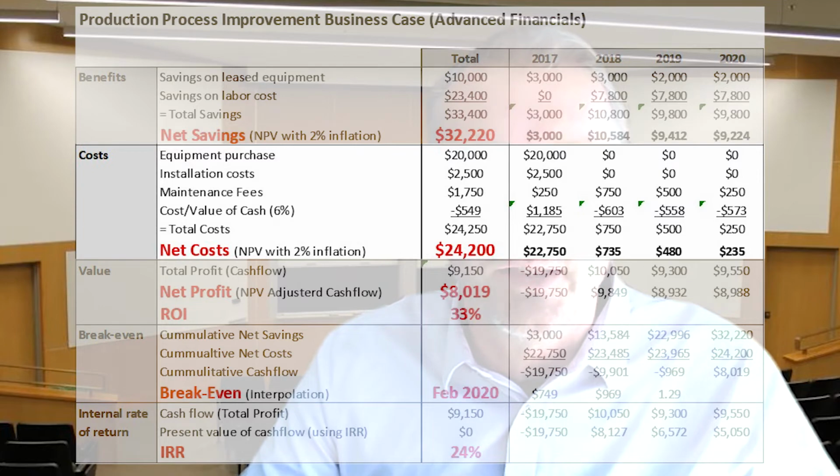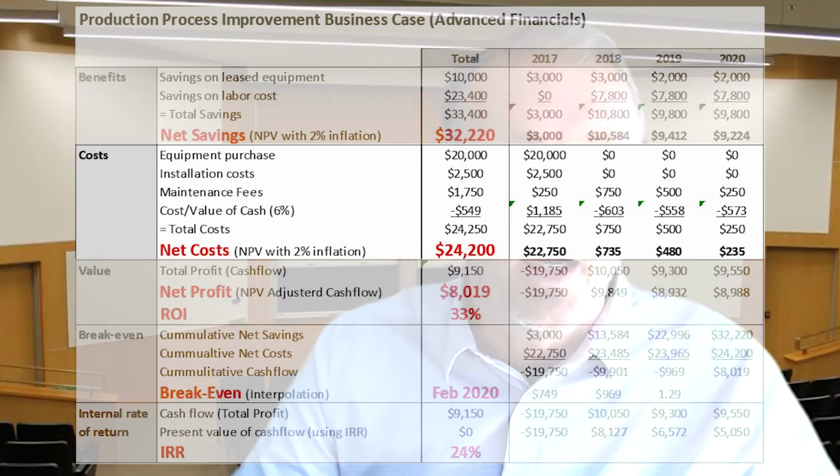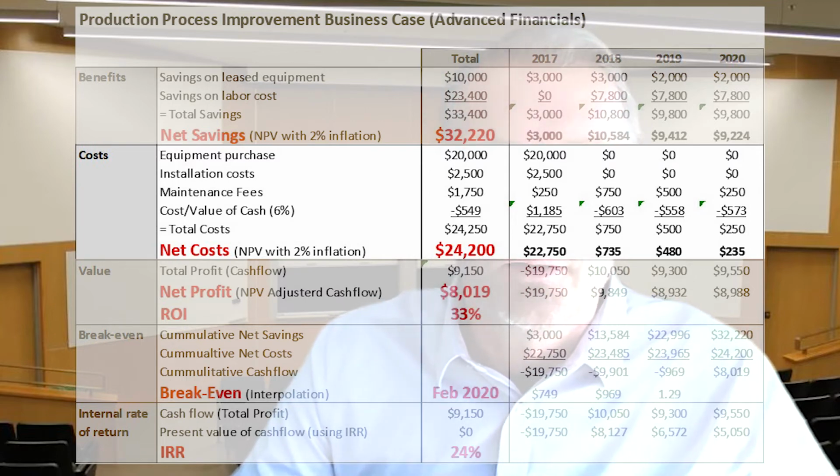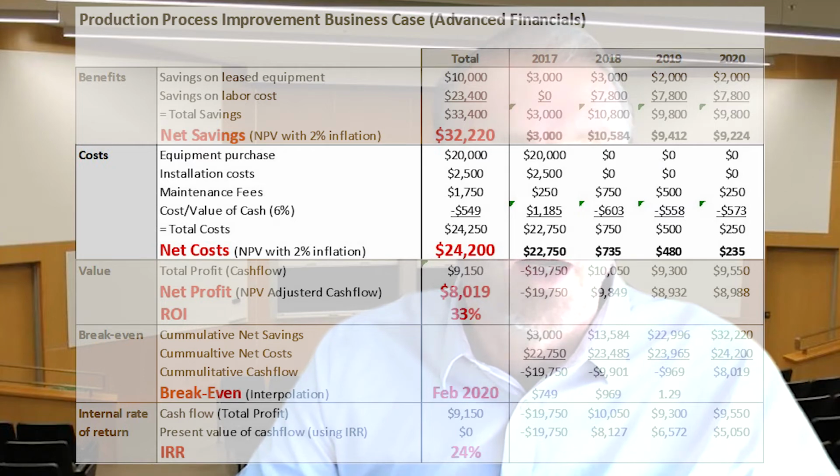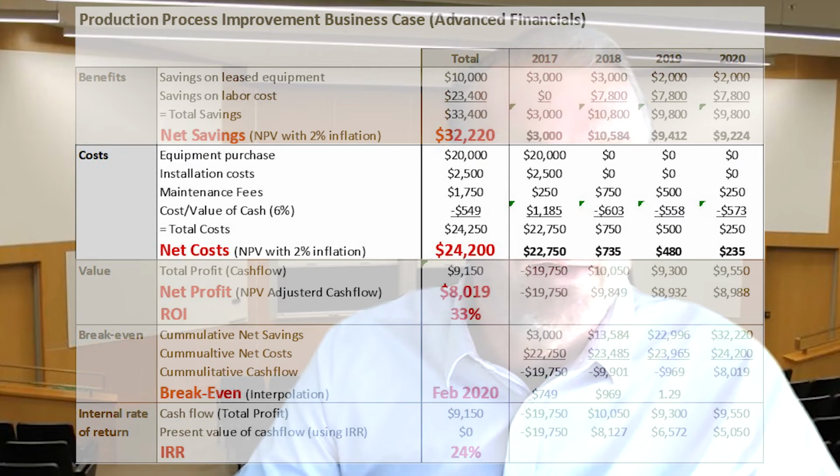However, in 2018, we have savings coming in, and that is higher than the cost. So that's why the cost is actually a value of $603 in 2018 and so forth for 2019 and 2020. Now, the overall cost of cash for these 4 years is $549. Now, in this case, when we aggregate these cost drivers, we also get a total cost.